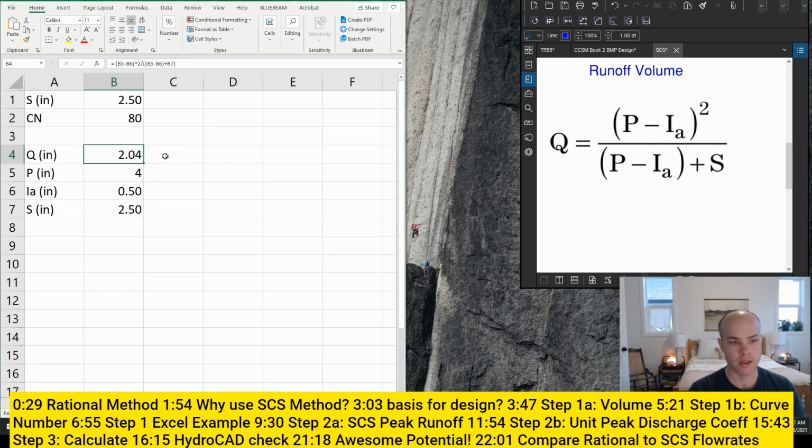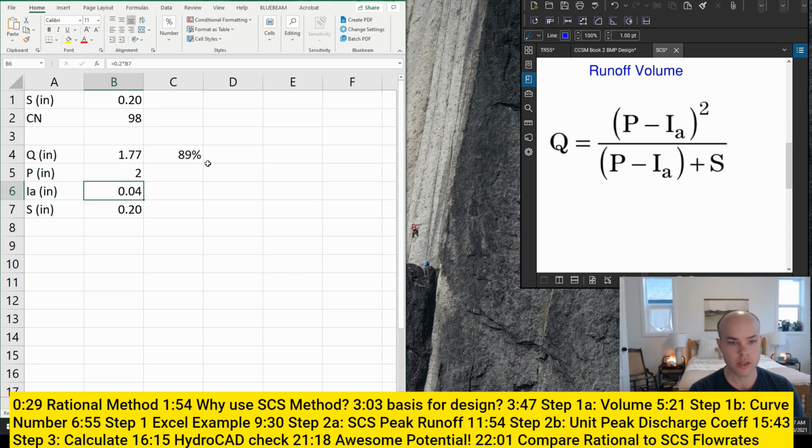2.04. So you can see, really nice, helpful thing to do: take Q divided by P, and that is the percentage of water that's running off your site compared to how much it rains. So it rains 4 inches, 2.04 runs off your site, which is about 51%. If this was 98, that's 94% of the water runs off. So for a parking lot, you get about 94% with a 4-inch storm.